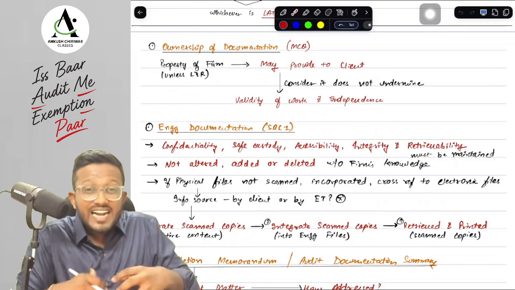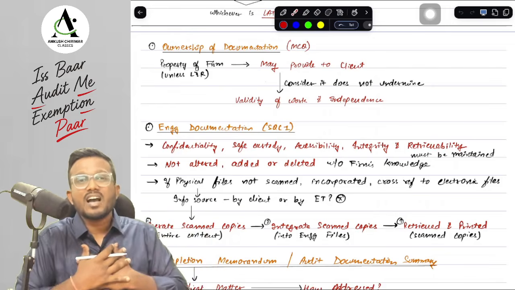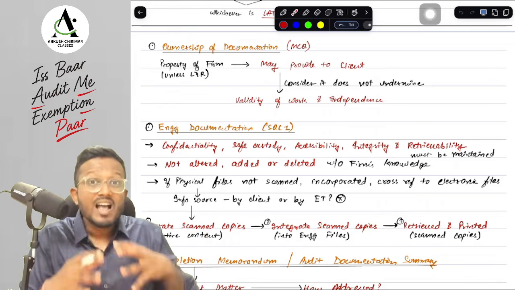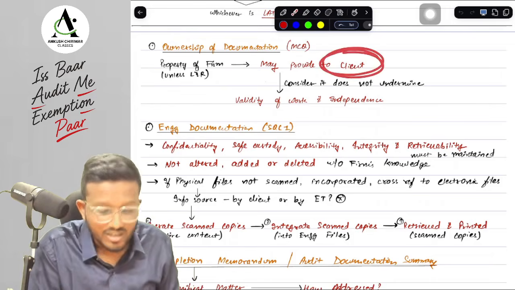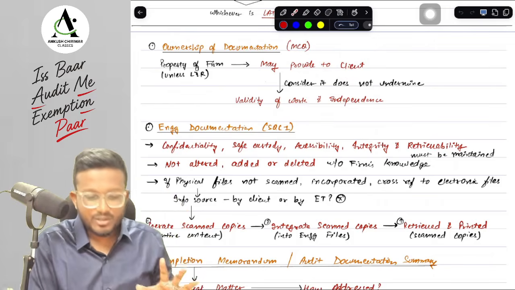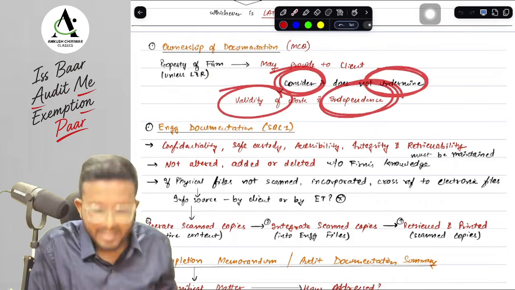Now, can a client ask for the audit documentation from us as a right? No, the client cannot ask us, because we have the ownership of the audit documentation. But if we want, at our discretion, we can make extracts of the audit documentation available to the client. But before making the extracts available to the client, you need to consider whether it is undermining the validity or our independence. Which means what, sir?